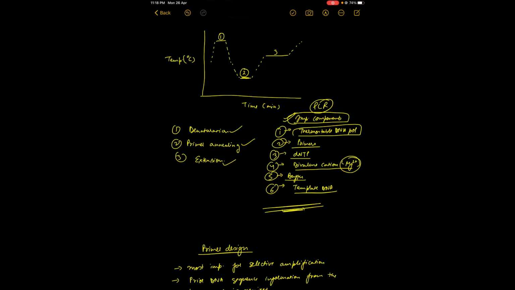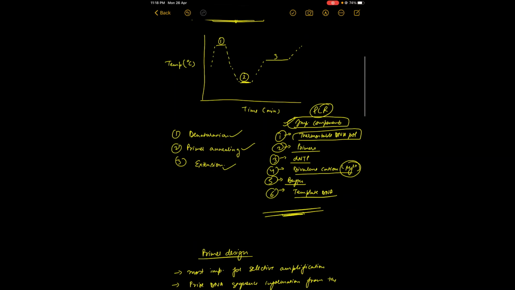In the last video we discussed a little bit of the basics of the PCR reaction. In this video we will discuss more about the PCR reaction. Mainly the PCR reaction involves three processes, that is denaturation, primer annealing and extension. Okay, and this is the graph that shows how this process takes place.